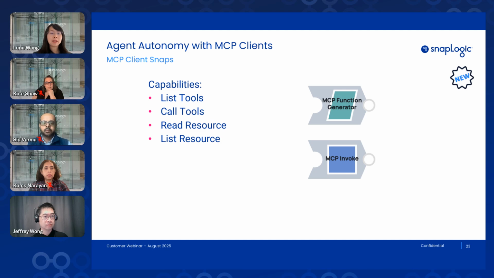So let's take a look at the MCP client. It includes 2 snaps. You can connect them to a server by configuring the server URL in their account settings. The first snap, the MCP function generator, retrieves a list of all available tools from the server. And the MCP invoke snap sends the request to the server to execute a specific tool.